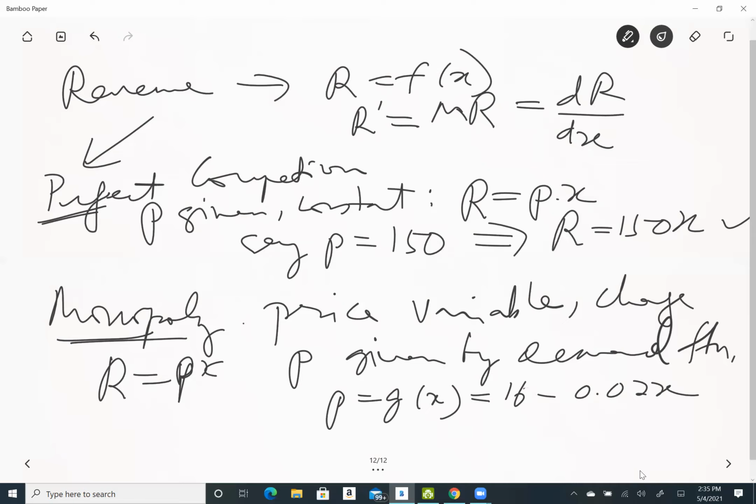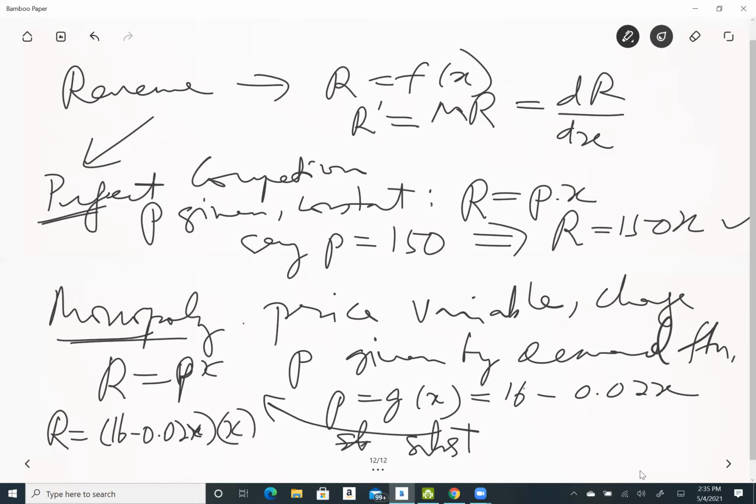All right. So from here, you will get the revenue. You substitute this into the revenue. What do we get? You get revenue equal to 16 minus 0.02x, multiplied by x. So that is our revenue function. You multiply that out, we get 16x minus 0.02x squared. So that is our revenue.